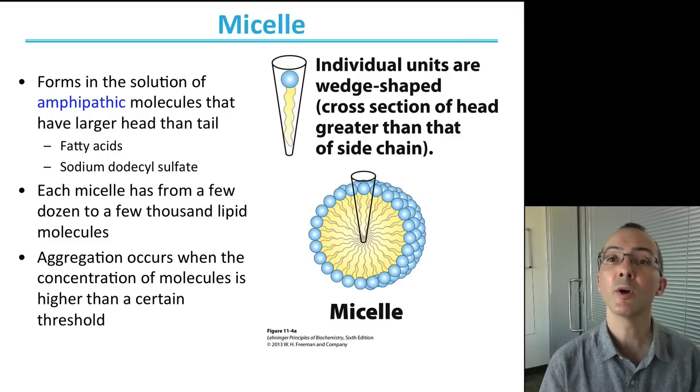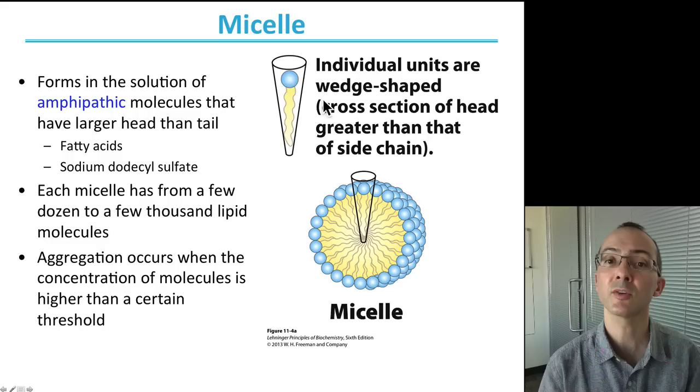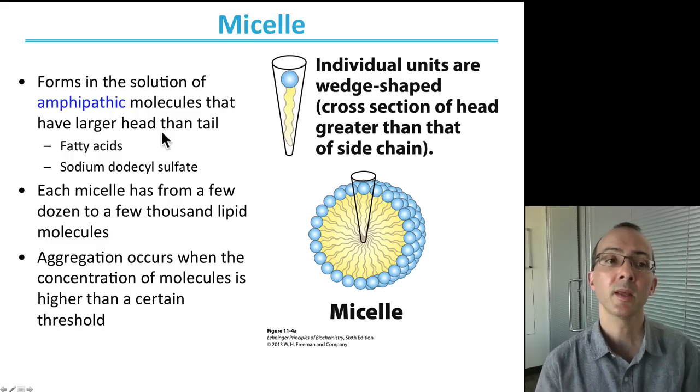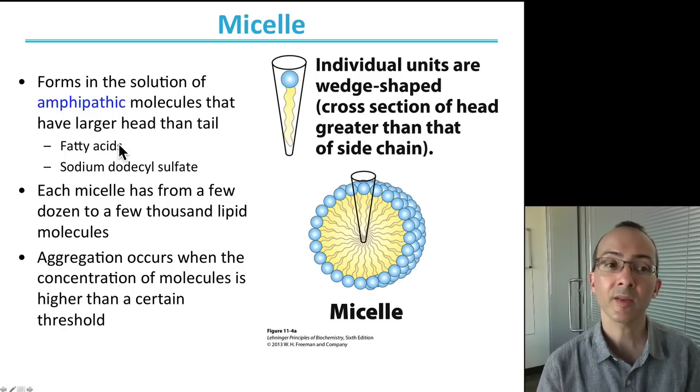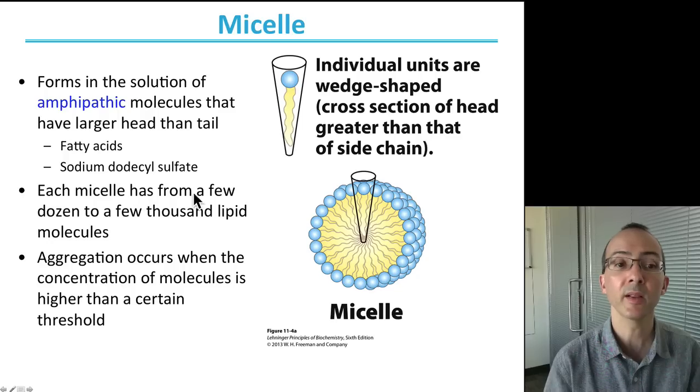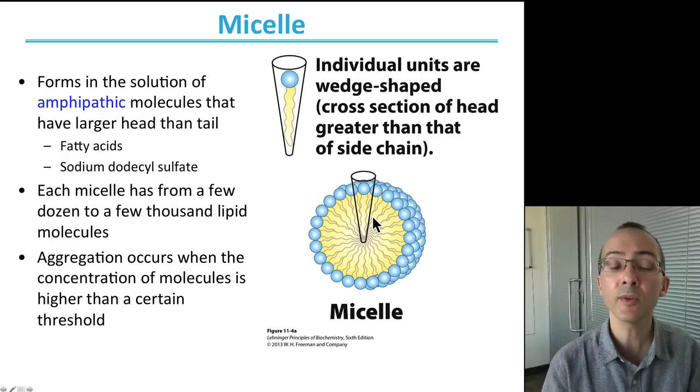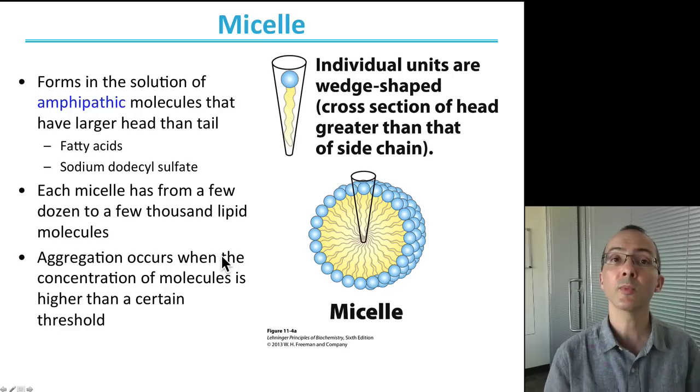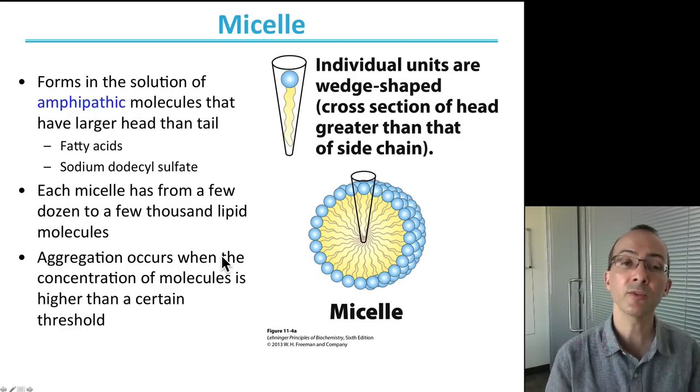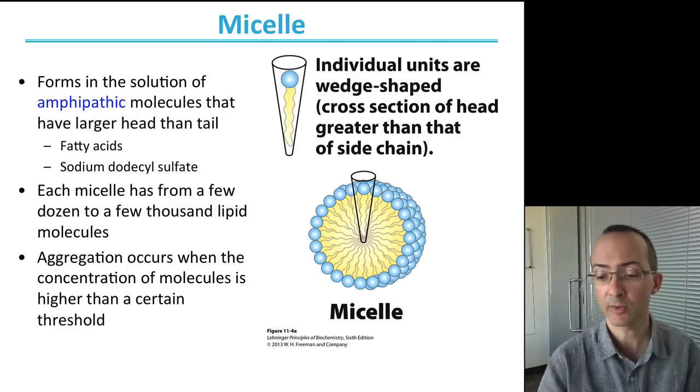A micelle forms when the individual units are wedge-shaped. In other words, the cross-sectional area of the head is greater than that of the side chain. Here's a diagram of what a micelle looks like. It's something that forms with fatty acids, for example, or sodium dodecyl sulfate, SDS. In this case, each micelle would consist of a few dozen or up to a few thousand lipid molecules, and the aggregation occurs when the micelles achieve a concentration that's higher than a critical threshold.